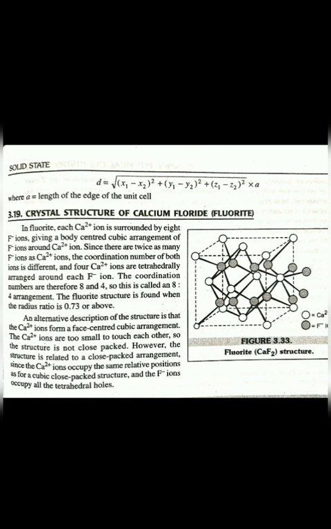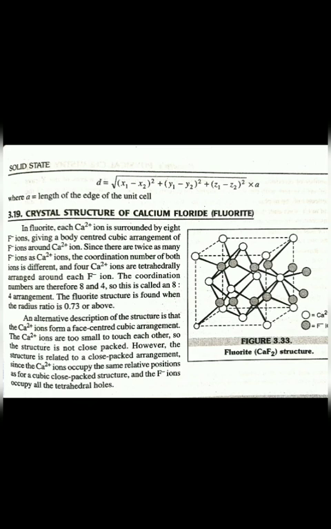In fluorite, each Ca2 positive ion is surrounded by 8 F negative ions, giving a body-centered cubic arrangement of F negative ions around the Ca2 positive ion. Since there are twice as many F negative ions as Ca2 positive ions, the coordination number of both ions is different, and the Ca2 positive ions are tetrahedrally arranged around each F negative ion. The coordination numbers are therefore 8 and 4, so this is called an 8-4 arrangement.